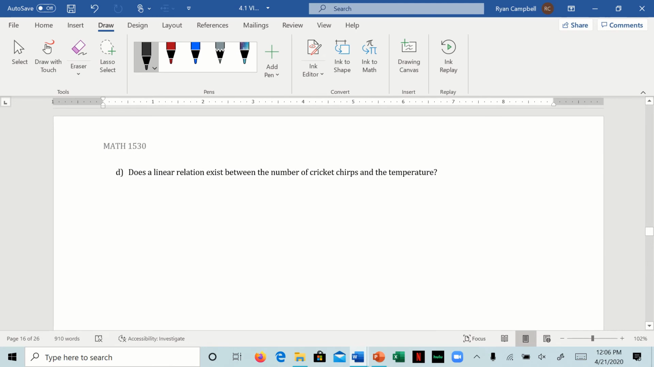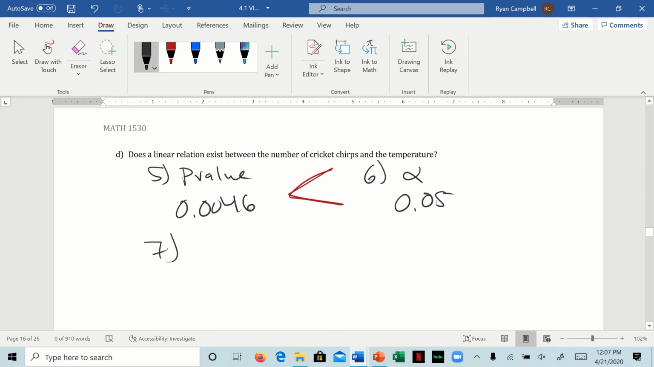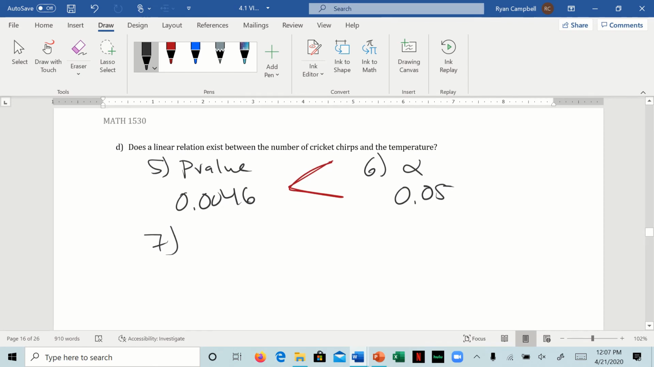So, does a linear relationship exist between the two? Well, step 5, p-value. When you look at the p-value, you see that it's 0.0046. Step 6, alpha. What do we say about alpha? It didn't tell us, so 0.05. The p-value is less, which means that our assumption is unlikely to occur. Given what we just found, the probability is basically that our assumption is unlikely. So since our assumption is unlikely, we reject the assumption.